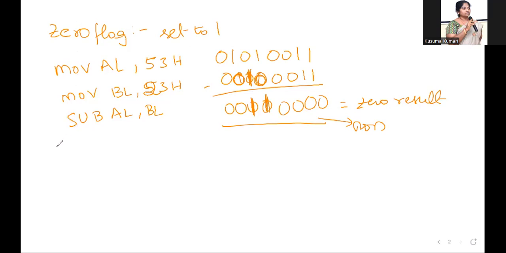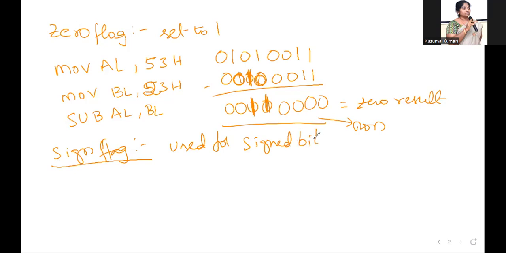Next, the sign flag. What is the sign flag? The name itself indicates this flag is used for signed bit operations, meaning signed and unsigned.